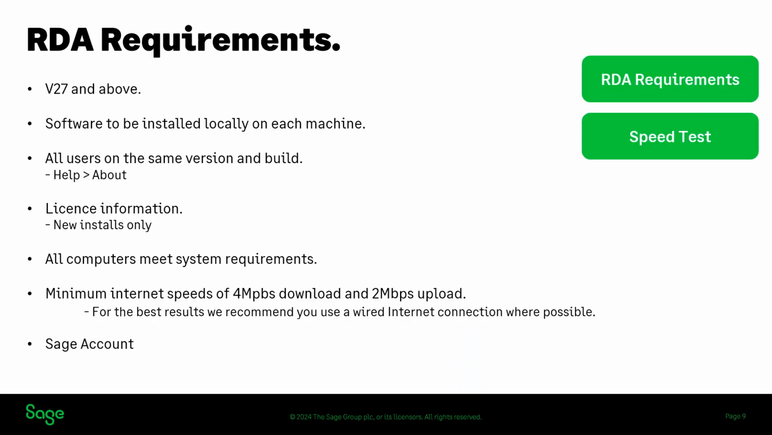So what are the remote data access requirements? So as I've mentioned, version 27 and above. Software is to be installed locally on each machine. All users must be on the same version. So you can find that by going to Help along the top in your software and into About. And it's under program details, I believe. License information. So you might need to provide this if you've got new users who are new installs.